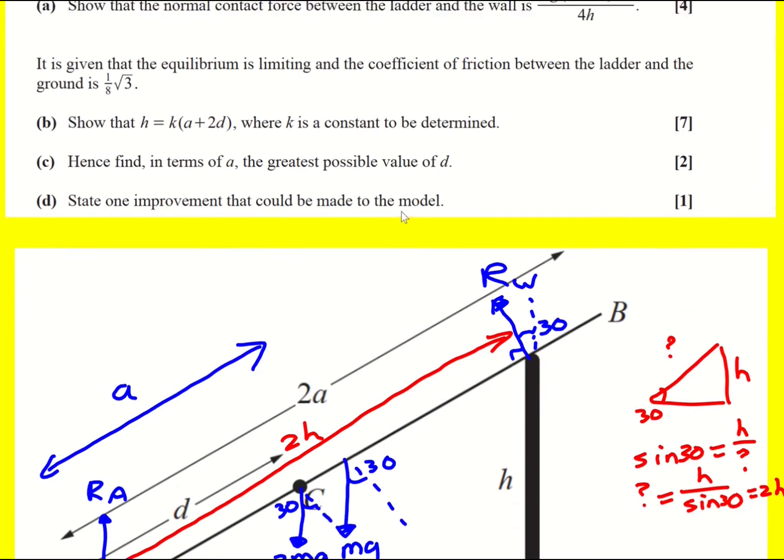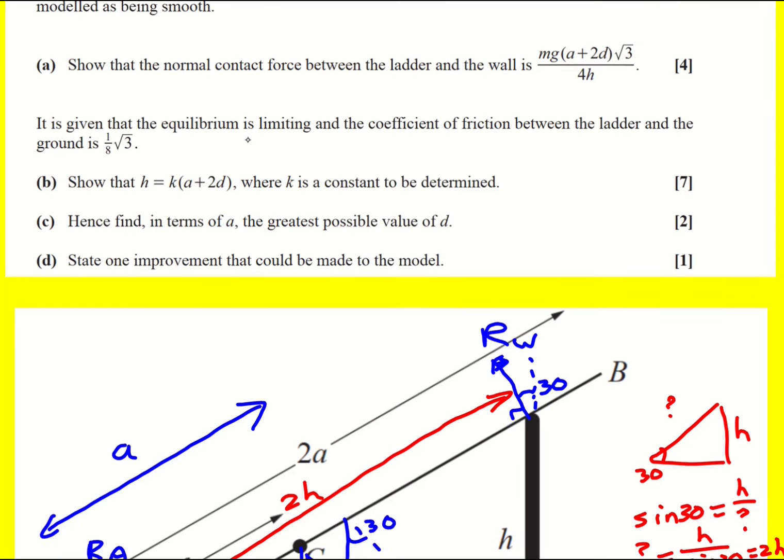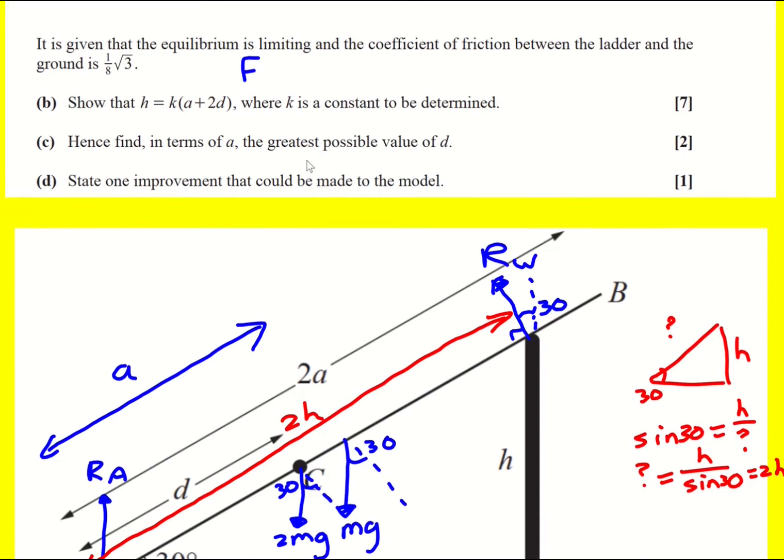Okay, so part B, 7 marks. It's given that the equilibrium is limiting. What that means is it is about to move. Okay, not moving, but it's about to move. The key thing then is that the frictional force, Fa in this case, is going to equal, not just be less than or less than or equal to, it's going to equal mu times Ra. So that's going to come into it.